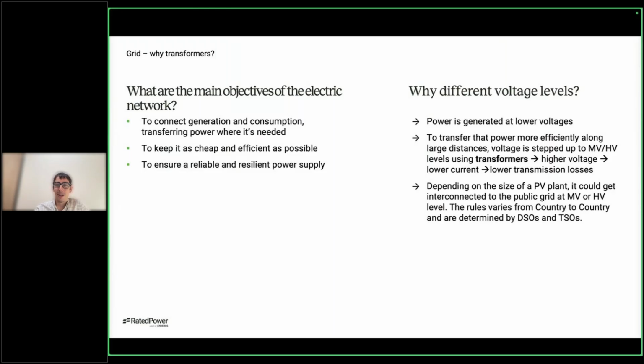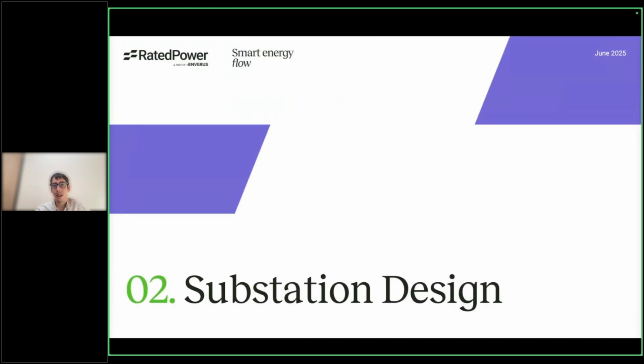So depending on the size of a PV plant in solar, we could interconnect directly to the grid at a medium voltage level or a high voltage level, and this typically depends from country to country or rules that are determined by the DSOs and TSOs. Perfect. Just wanted to give a little bit of context to everyone here today before we jump into the design of the transformers and the facilities inside RatedPower.